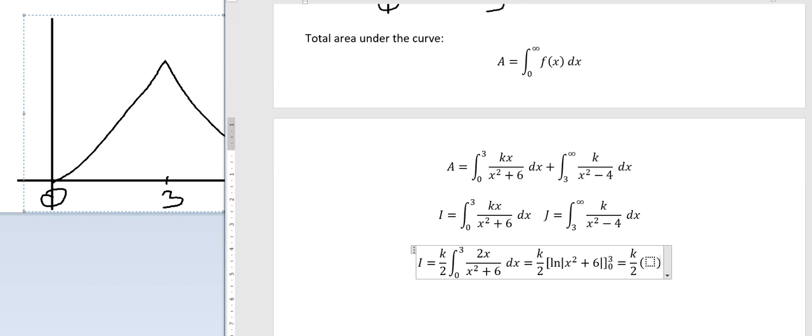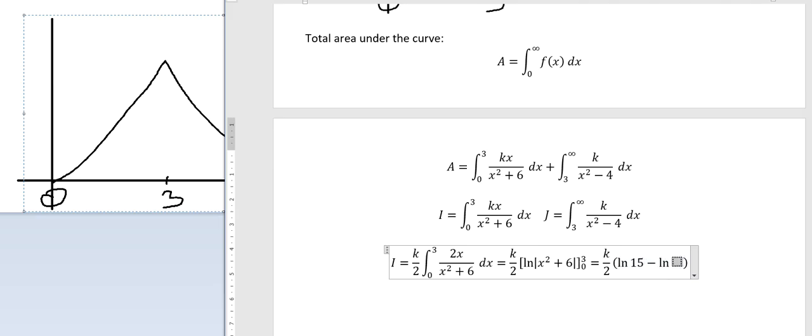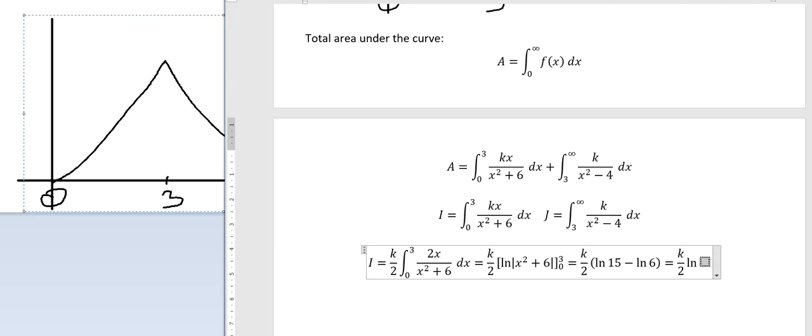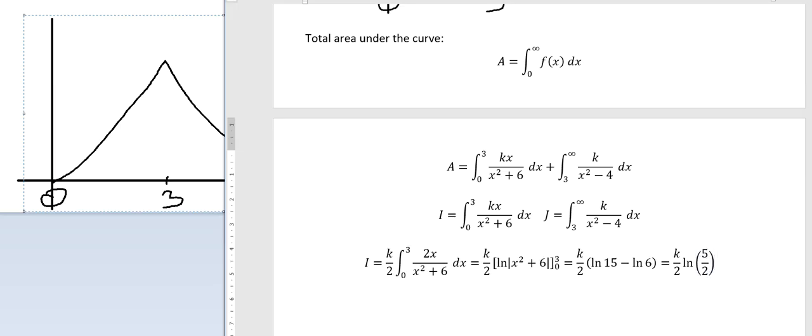I'll have k over 2 multiplied by ln of 3 squared add 6, which is ln of 15, minus ln of 0 squared add 6, which is ln of 6. And the simplest way to write ln of 15 minus ln 6 is going to be ln of 15 over 6, because we can use our log laws. And of course, 15 over 6 simplifies down. We can divide top and bottom by 3, and we get ln of 5 over 2. So that's our first section. We've got the integral, if you like, of this piece here. Call that I.